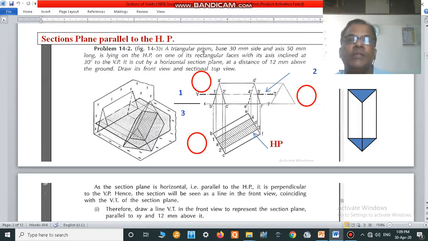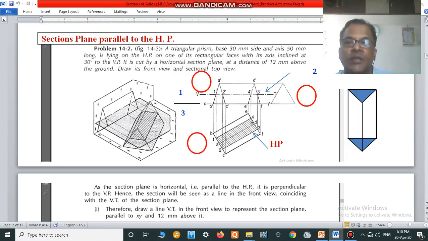Now in this triangular prism, base side is given as 30, that is this one, axis 50, that is this. It is lying on the HP on one of its rectangular faces. So this rectangular face is there. First we can draw this. Initially you can draw the triangle in true shape. From that you can take the projection here and then you can complete this view here.